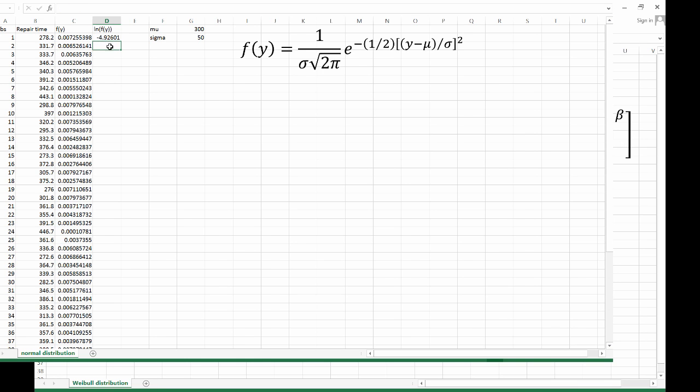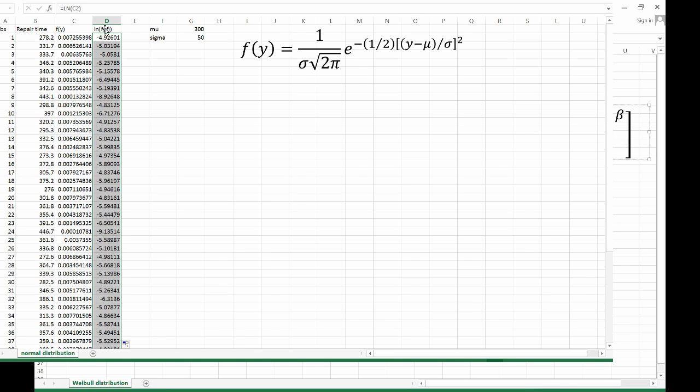Okay, going back to the PDF, we're going to take the natural log of each one of those, and then we're going to add those up. Okay, so our natural log likelihood function is just the sum of all of these values.